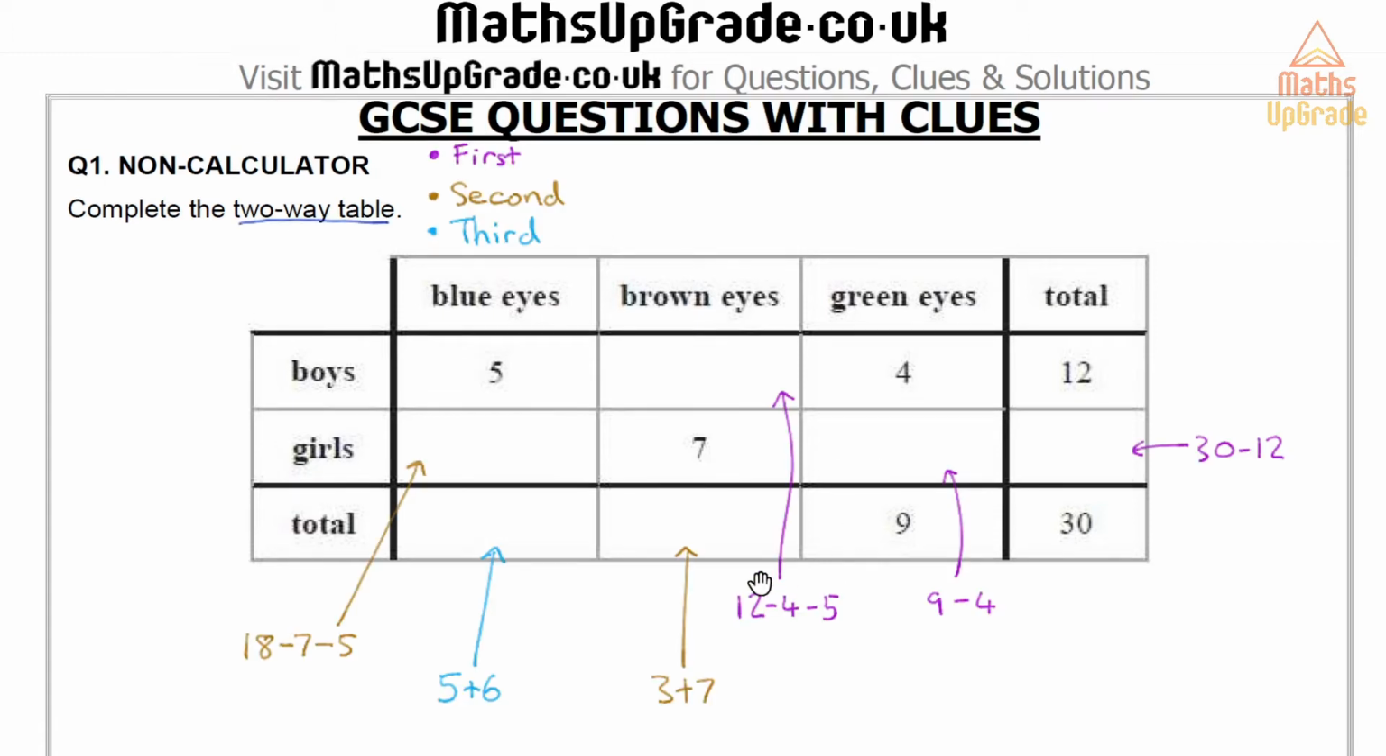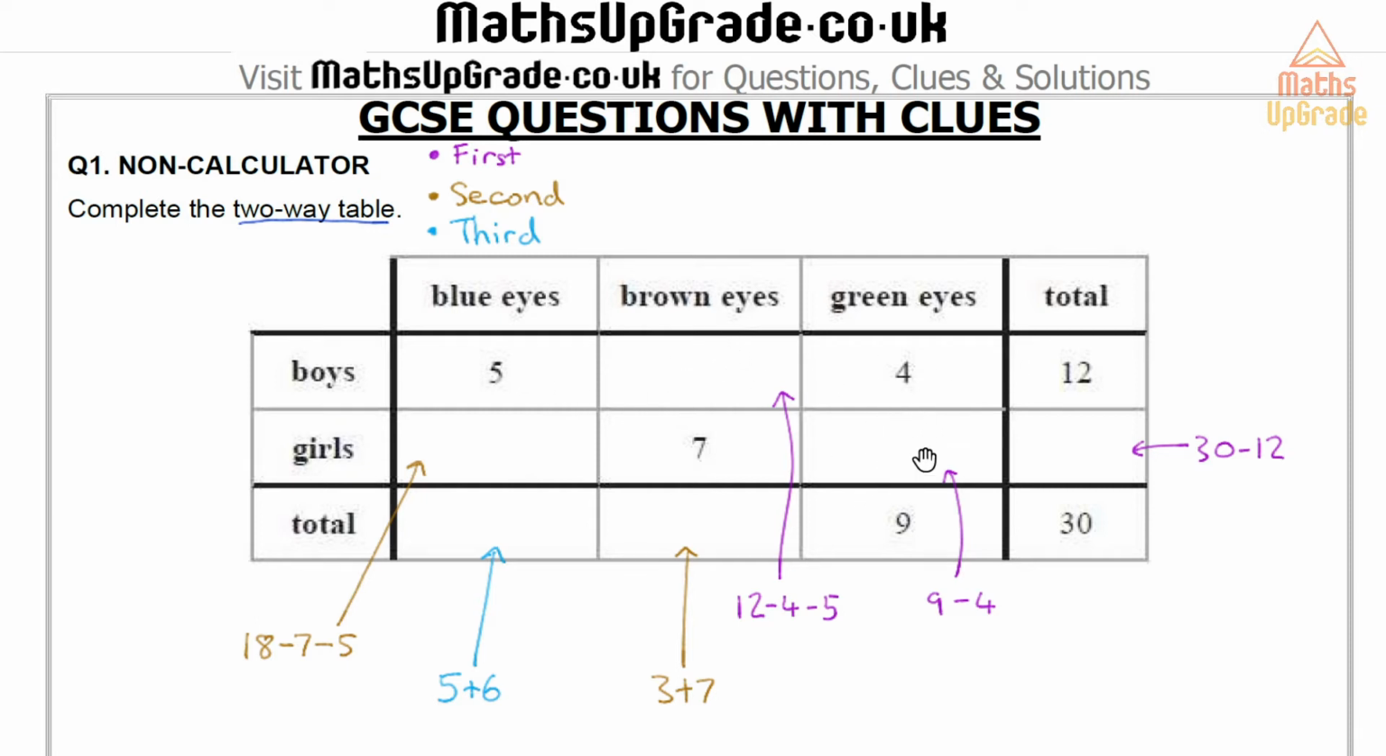So you can see here that I'd probably do either this cell first because it's got one number missing in that row, or I could do this cell as it's got one number missing in that column, or I could even do this cell here. So I can find this value here since the total is 12 and the number of boys with blue eyes is 5 and the number of boys with green eyes is 4. So the number of boys with brown eyes must be 12 minus 5 minus 4, which gives me 3.